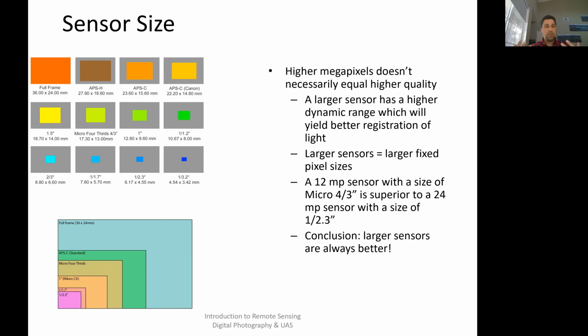So this is what I'm trying to get to. Essentially, if it's one versus the other, a larger sensor is going to be better. A larger sensor is going to yield better results compared to a smaller sensor with the same or even higher megapixels. Now, if you can get both, I mean, great, right? That's the idea. So that's the conclusion. Larger sensors are always going to be better.